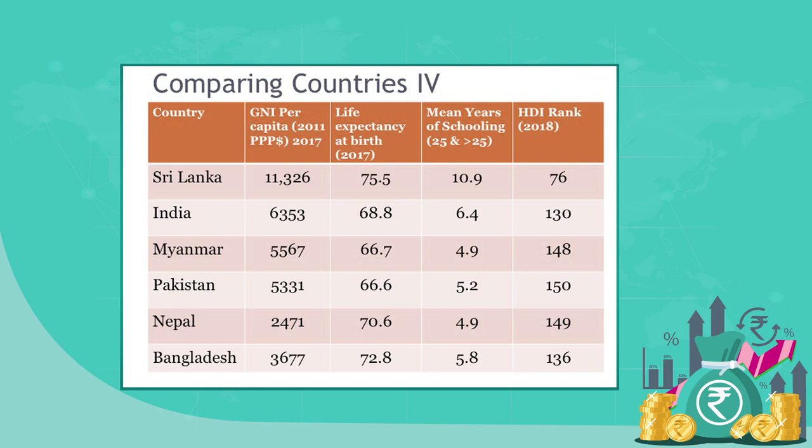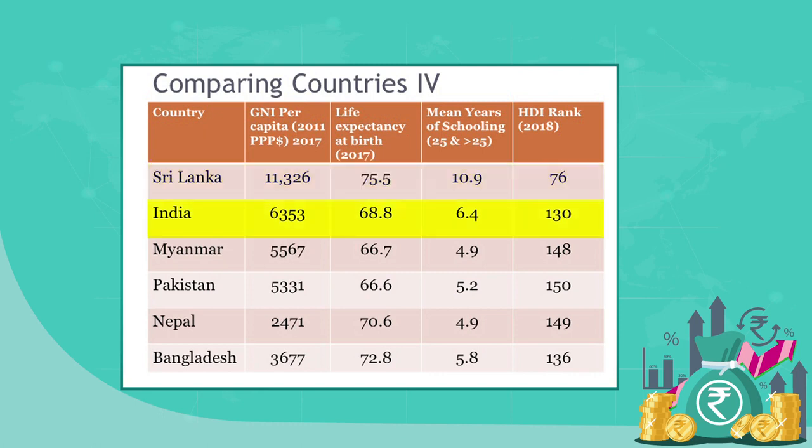What is the first indicator? The first indicator is per capita income. Very good. The second indicator? Life expectancy. Life expectancy means how many years people are able to live. That means, for example, in Sri Lanka, on average, people are living for 76 years, 75.5 years.